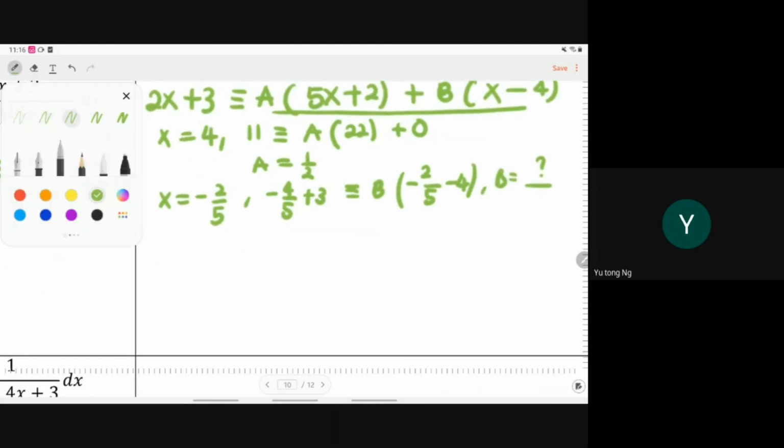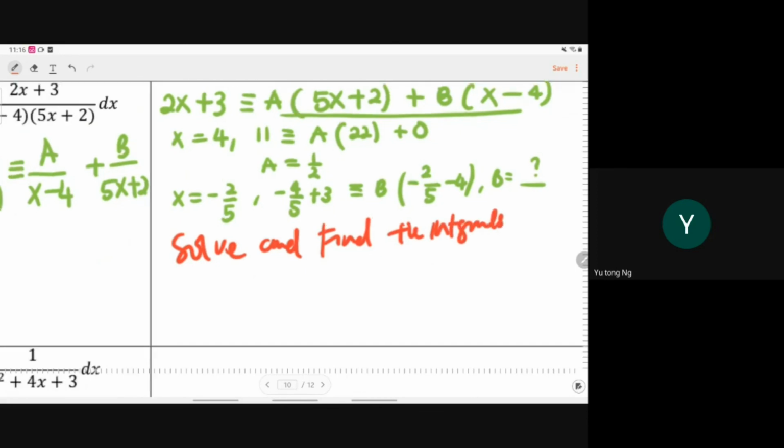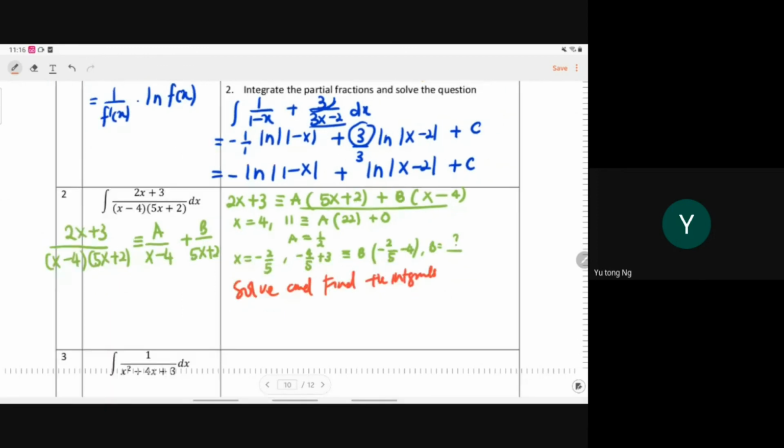Okay, you solve this one. Try to solve and find the product. Okay, find the integrals. Gunakan step yang sama macam yang dekat atas tu.